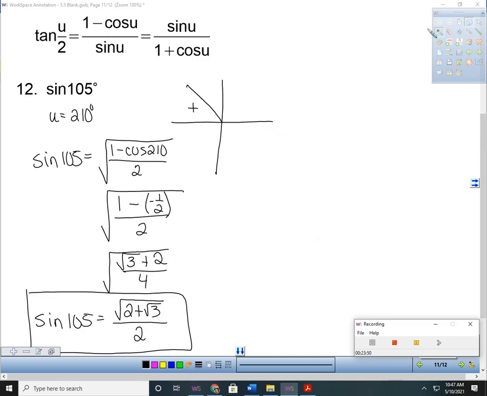And I need to go back and make a correction on number 12. Instead of doing cosine, I did sine right here. This is still correct because I already had that written down, but the cosine value is the x, which is negative square root of 3 over 2. So the answer is still correct because I already had that on the paper, but I needed to make that correction.